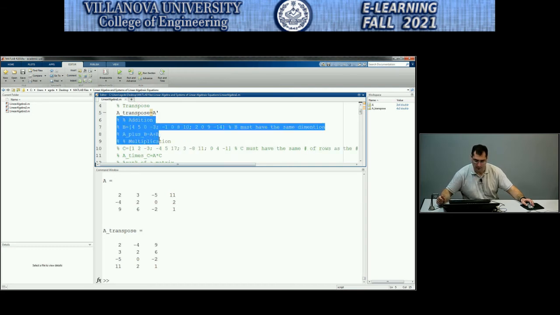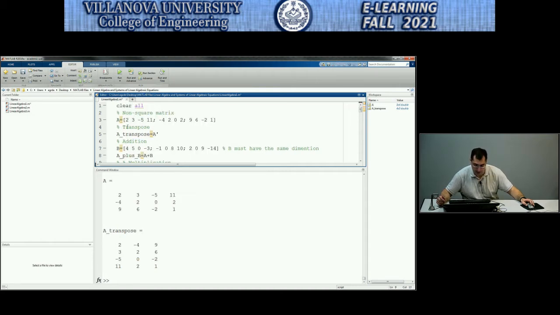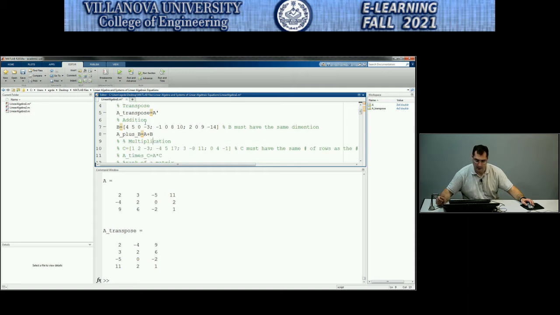You can add two matrices if they are of the same dimensions, as I mentioned to you. So you define the matrix B, which is also, in this case, 3 by 4. And you can add them up or subtract them or do whatever you want. So this is going to be the result.